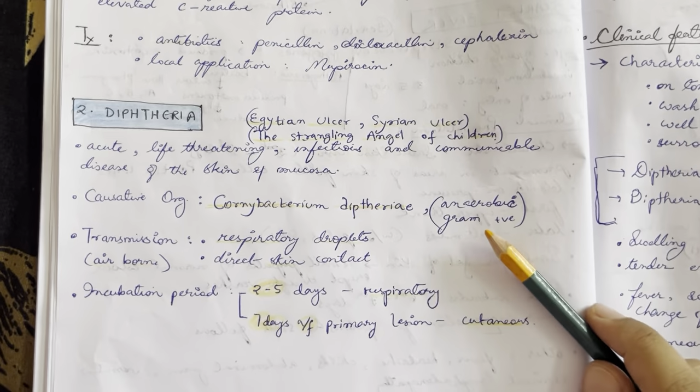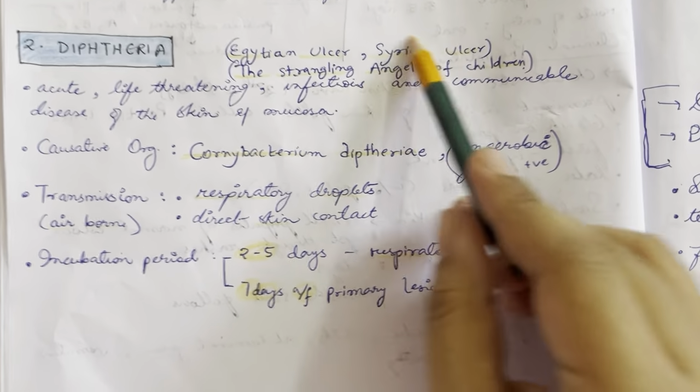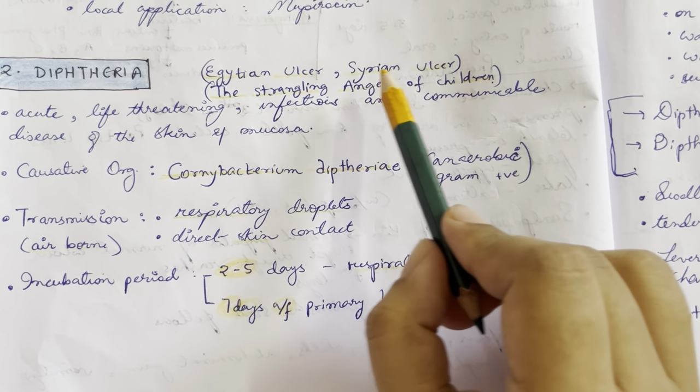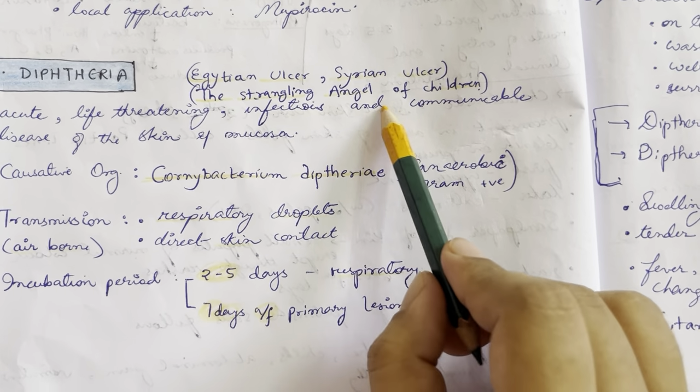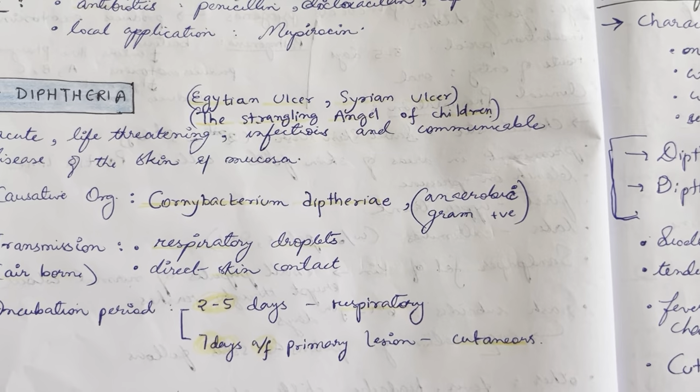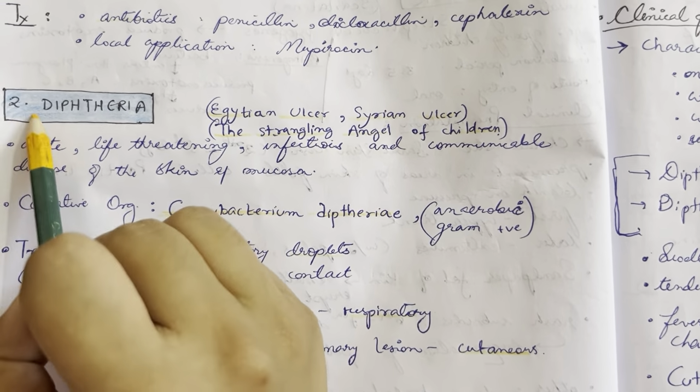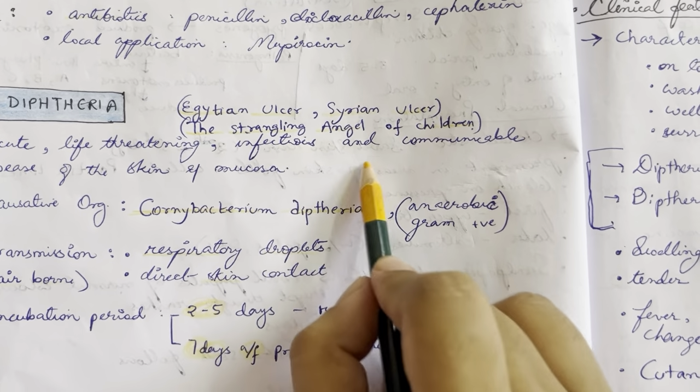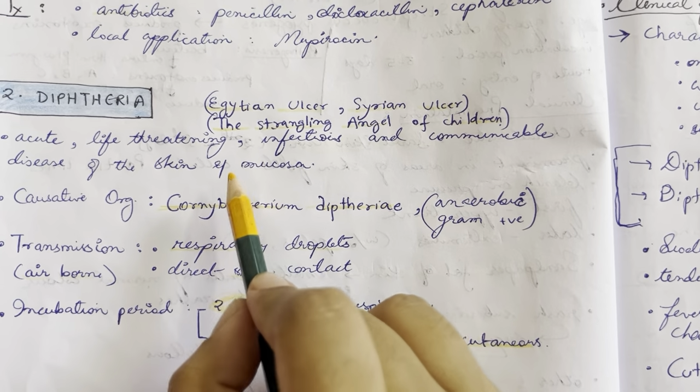Then coming to diphtheria. In the olden days, words such as Egyptian ulcer, Syrian ulcer and the strangling angel of children were used in relation to diphtheria. It is an acute, life-threatening, infectious and communicable disease of the mucosa and skin.